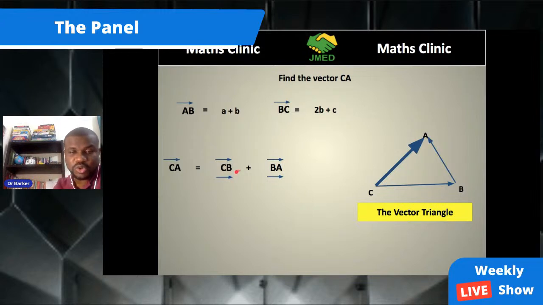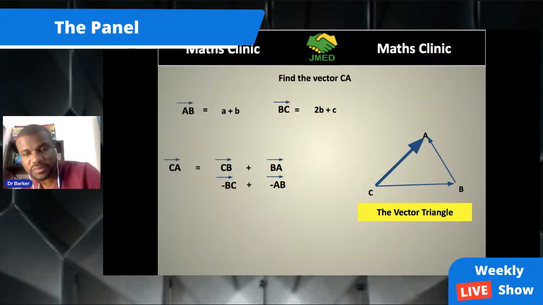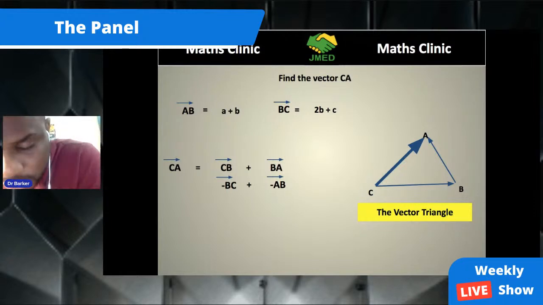Now, someone asked me just now, how do you know which one to change? Now look, we have CB, but the information that we get is BC. We have BA, but the information we get is AB. So in this question, both of them need to change, because we don't have it in the way we want it. Make sense? Tell me what you don't get.